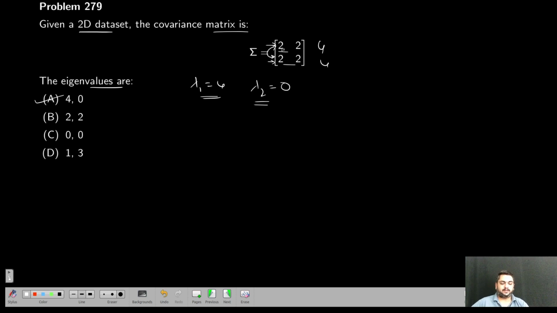So check whether the row sum or column sum are equal for all the rows. For example, here this column becomes 4, 4. In some matrices you have to check either row or column, not both. If either one is true, then that sum will be at least one eigenvalue.